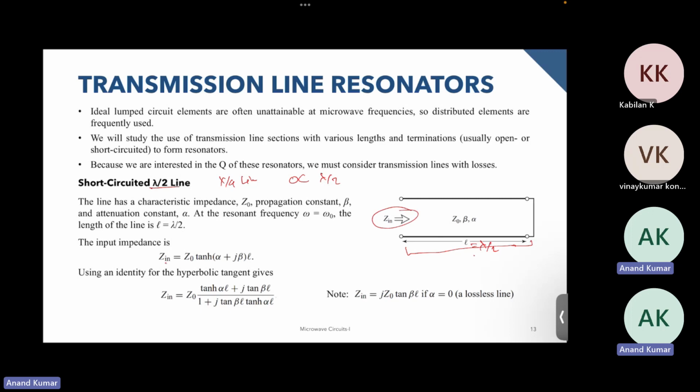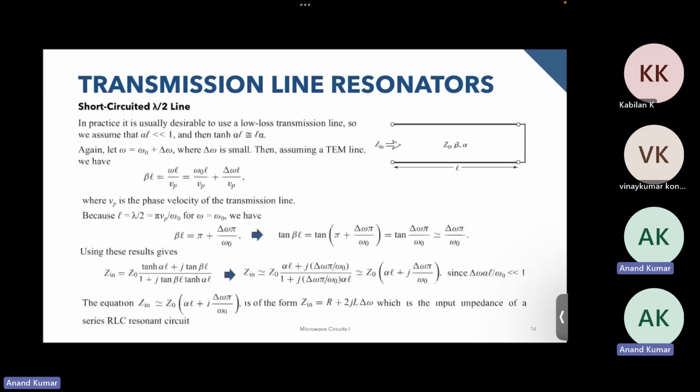Since this transmission line section is not lossless, we have alpha over here, and hence we are using this tan hyperbolic term. The tan hyperbolic term can be expressed using this expression. If the tan hyperbolic has an argument of a complex number, this is how it will evaluate. So we have tanh alpha L, tan beta L, tan beta L, and tanh alpha L over here. Now we need to evaluate these tanh alpha L and tan beta L, which we will do in the next slide.